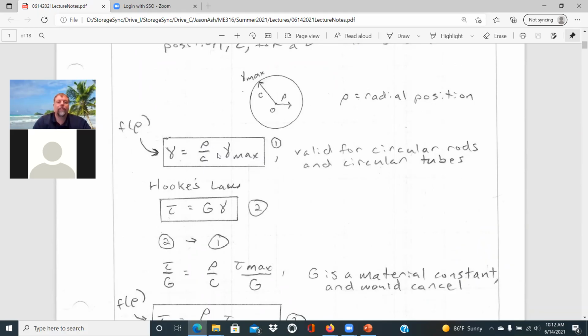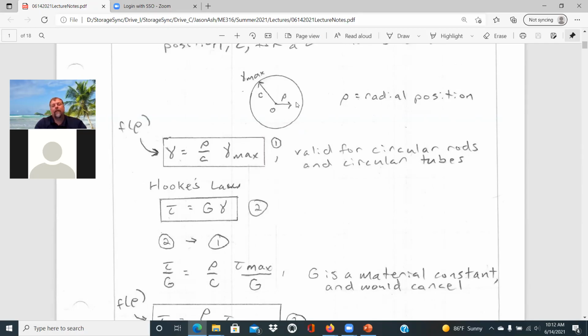And so that'll produce just a linearly varying relationship with respect to position for your shear strain. And that's really valid for both circular rods and circular tubes. For a circular tube, your radial position would not be able to be 0. It's going to have some inner radius at that point.